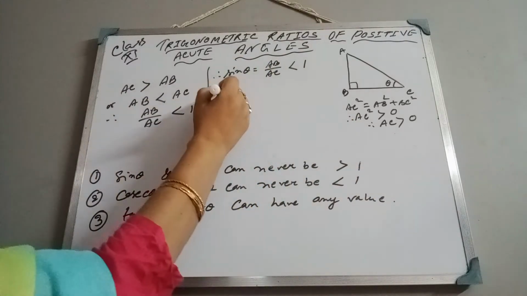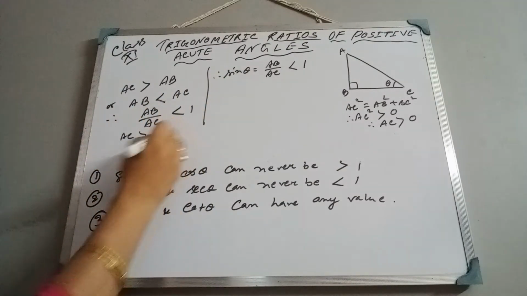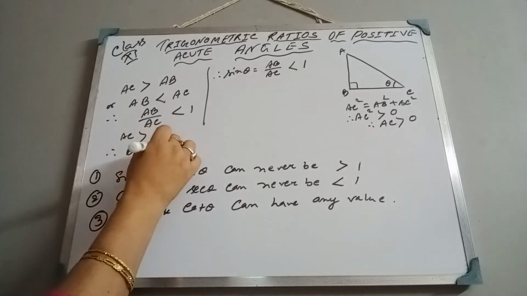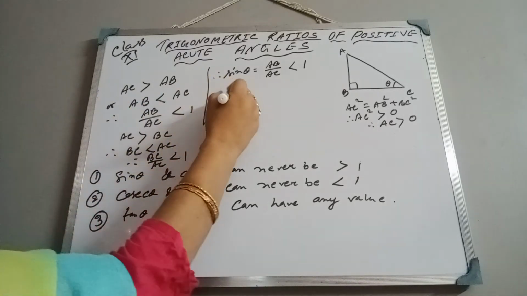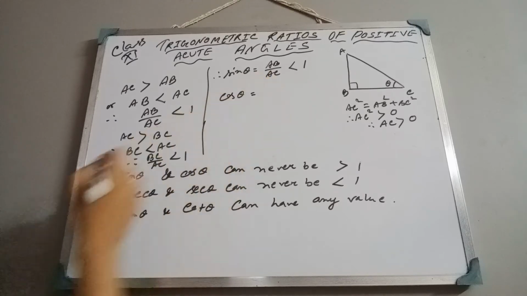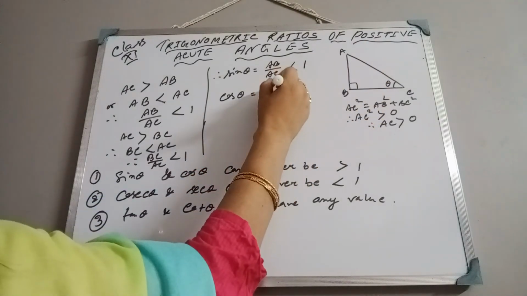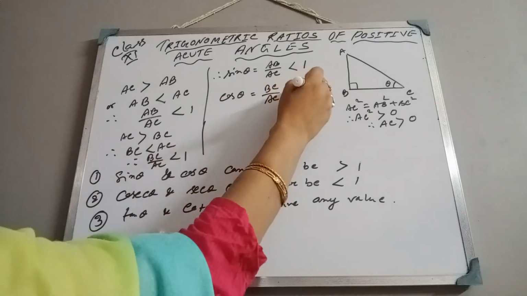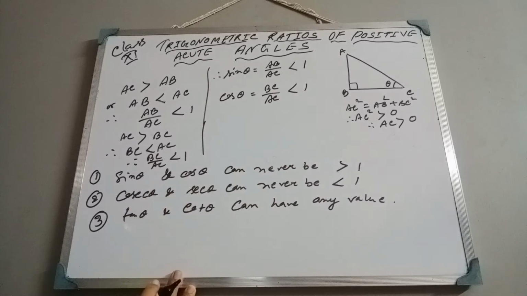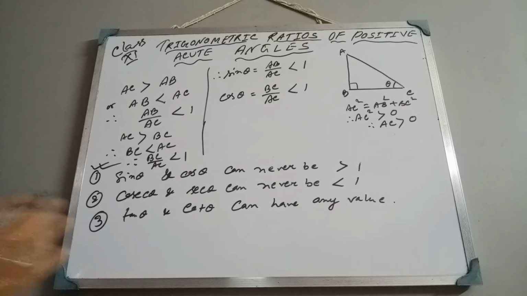This is proved. Similarly, again we can write AC is greater than BC also, or we can write BC is less than AC, or BC by AC is always less than 1. Now find out cos theta. Cos theta means base by hypotenuse, so BC by AC. Here we have already written BC by AC is less than 1. So cos theta is always less than 1. That means the first statement is proved: sine theta and cos theta can never be greater than 1. This is done.